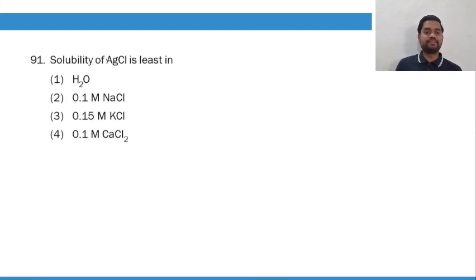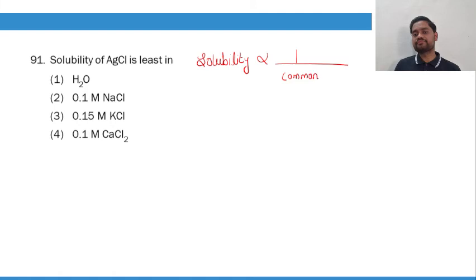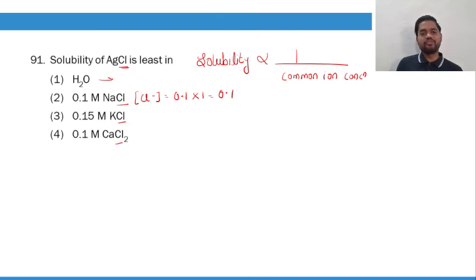Okay, 91. The solubility of AgCl is least. So remember this, guys: solubility is inversely proportional to common ion concentration. The common ion here is chloride. The concentration of chloride over here is 0.1, and it gives only 1 chloride, so it is 0.1. Here there is no common ion, so we cannot discuss this one.